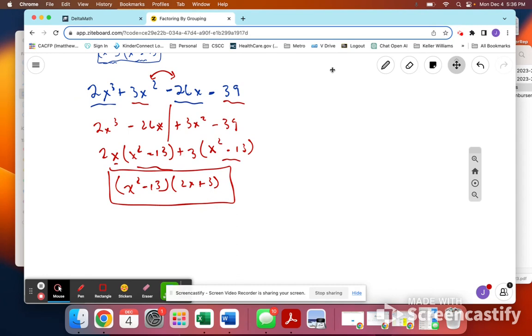That's just factoring by grouping. You can use that to solve. We'll do that in another video.